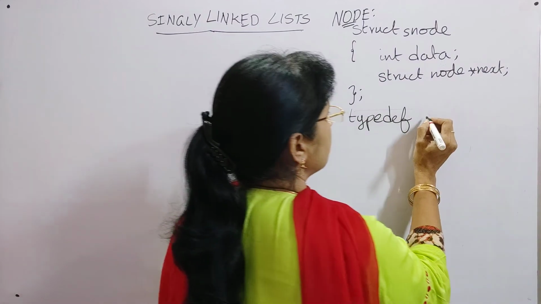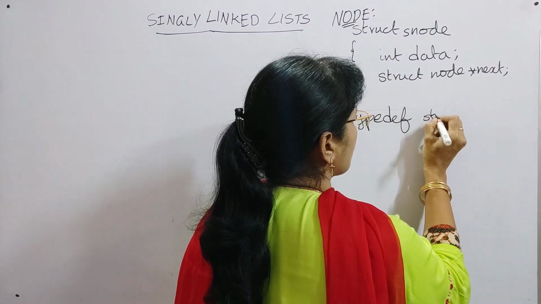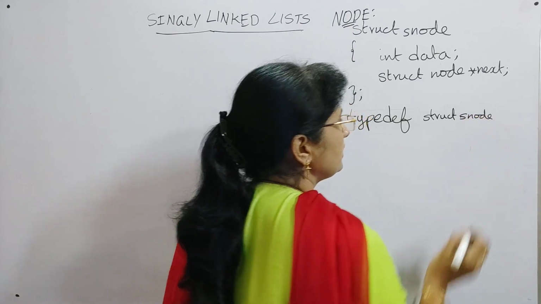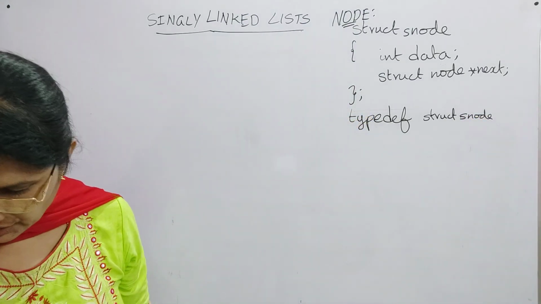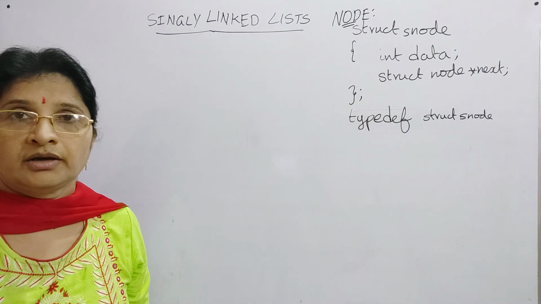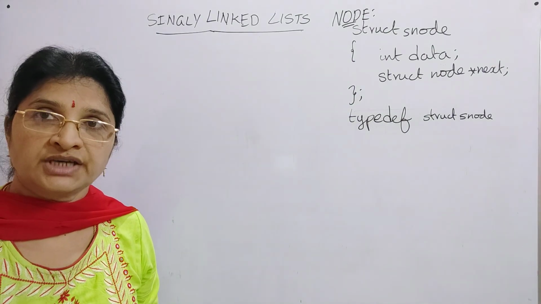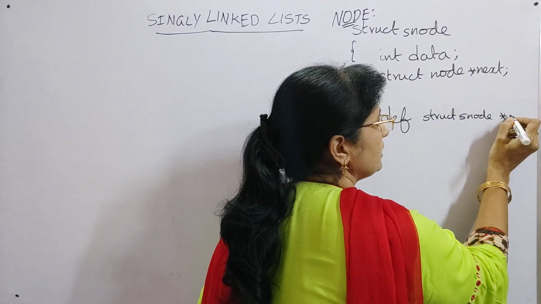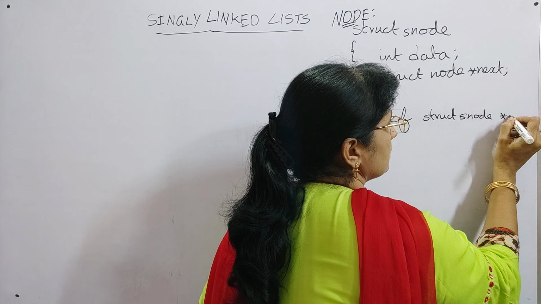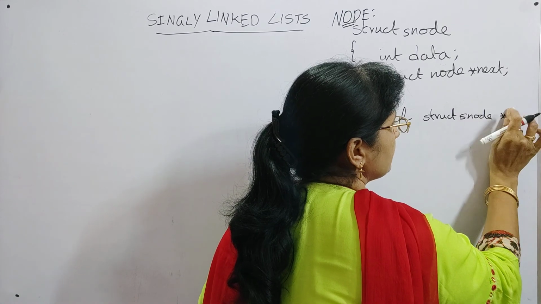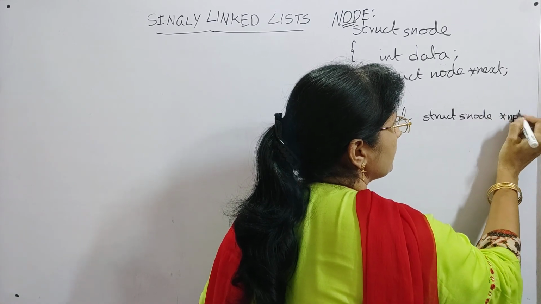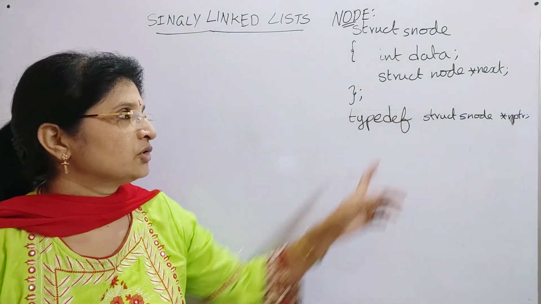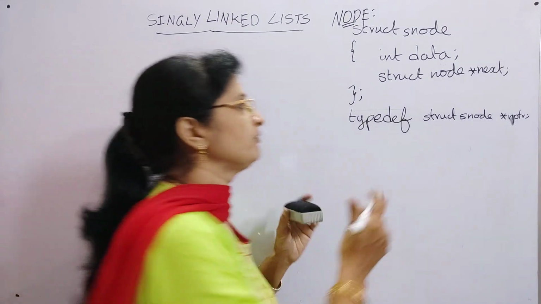So here what is our data type? It is struct S node. What is the data type of our structure? That is struct node. So here I am giving it as a pointer. I will give it as nptr, that is node ptr. I am giving it as node ptr. So what is the data type of nptr?